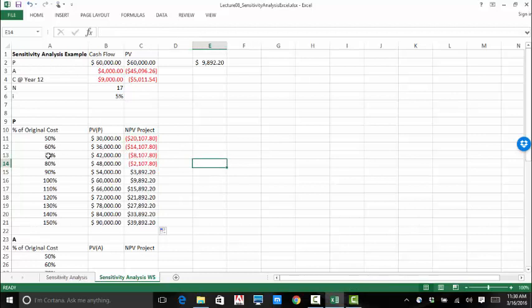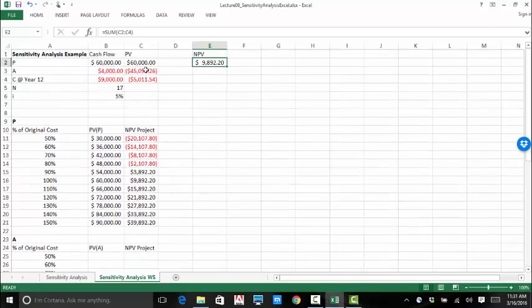So we can see that if our P is 80% of the original value, the project no longer has a positive net present value. A good check to make sure that stuff is going right is if the value at 100% is equal to your calculated NPV, right? That means that there's no change in the project. So if it's not, you did something wrong.